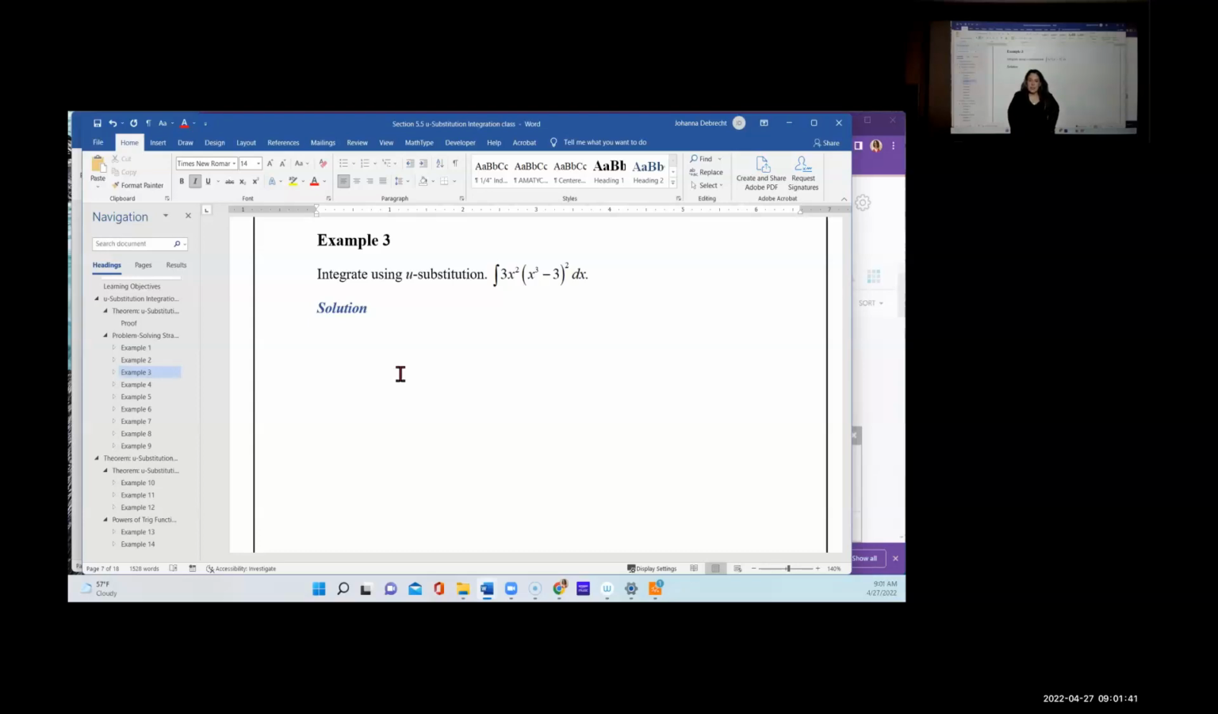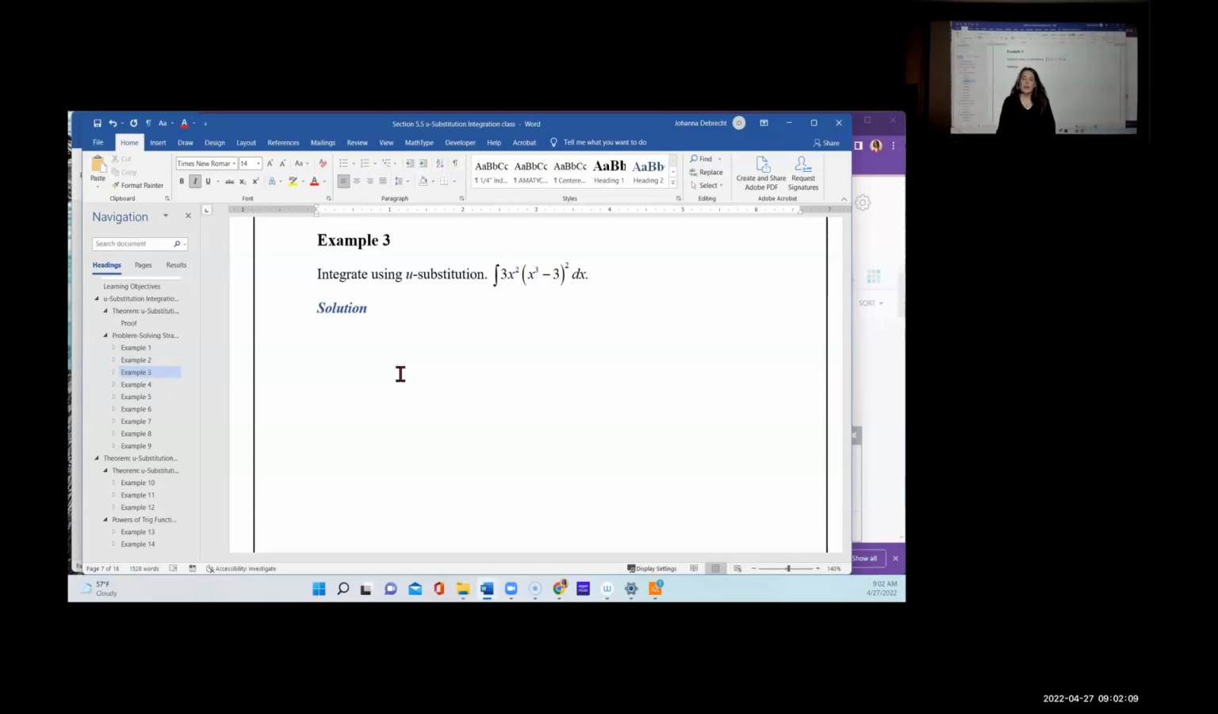So let's continue now with what we were doing yesterday. We want to pick up with where we left off, and we want to continue working some examples involving u-substitution. So let's take a look at example 3, where we have the integral of 3x squared times the quantity x cubed minus 3 quantity squared.